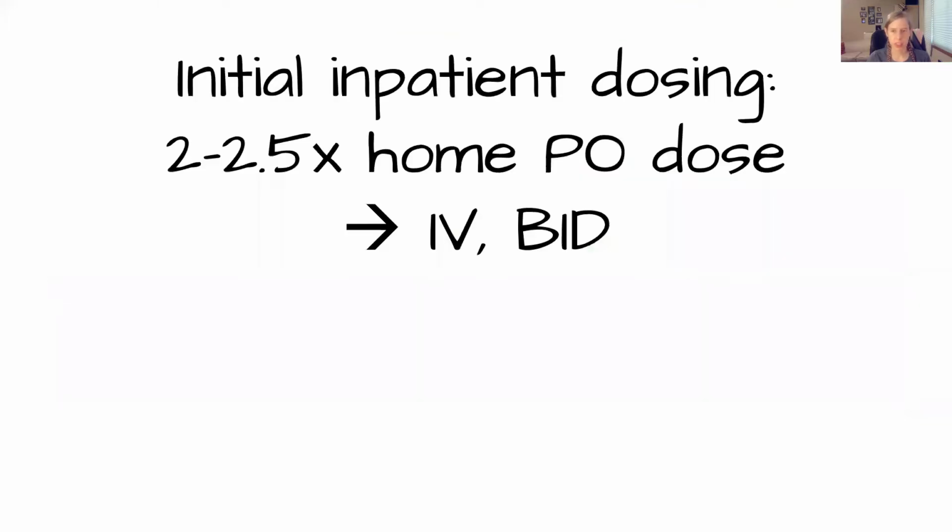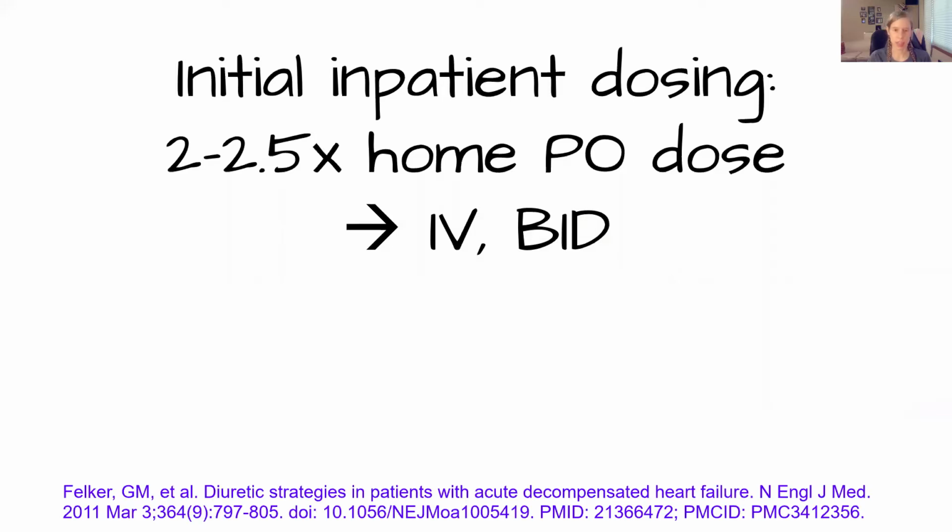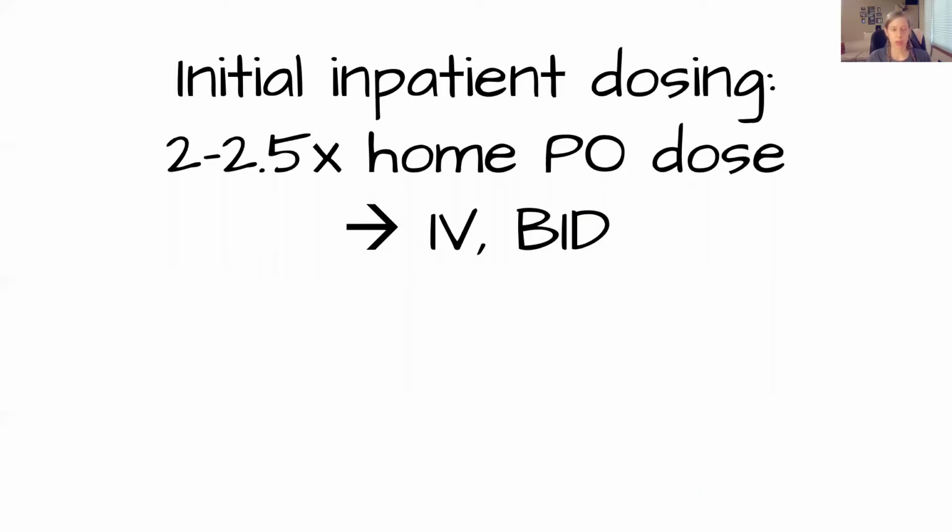So let's say you have a patient admitted for acute on chronic heart failure, and you need to know how to start them on IV diuresis. A general rule for the starting dose comes from the 2011 DOSE trial published in the New England Journal of Medicine, saying that a good rule of thumb to start out is 2 to 2.5 times their oral home dose given IV twice a day.